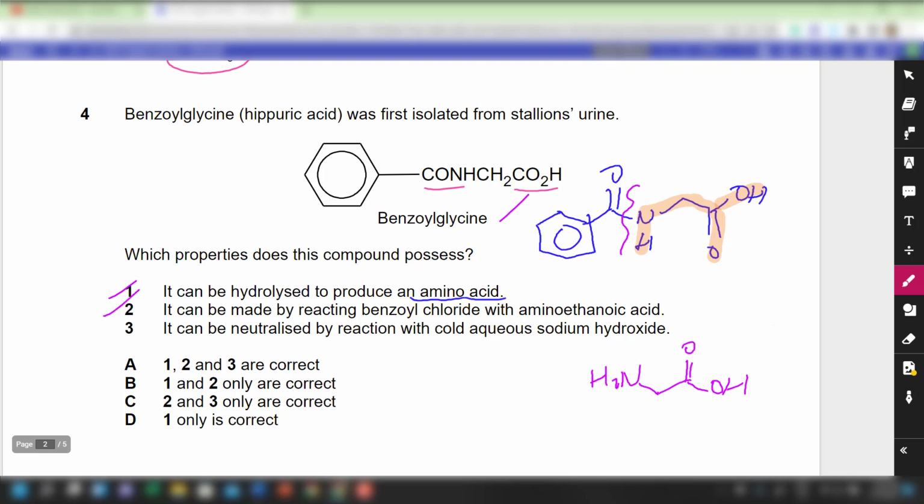Option 3, it can be neutralized by reaction with cold aqueous sodium hydroxide. The question is, it can be neutralized by reaction. Cold aqueous sodium hydroxide will not allow benzoyl glycine to undergo hydrolysis because under cold conditions, the activation energy is not likely to be overcome. Therefore, an acid-base neutralization reaction can take place with the carboxylic acid group. So option 3 is also correct. Therefore for question 4, I'm going to pick option A, because all the 3 options are right.